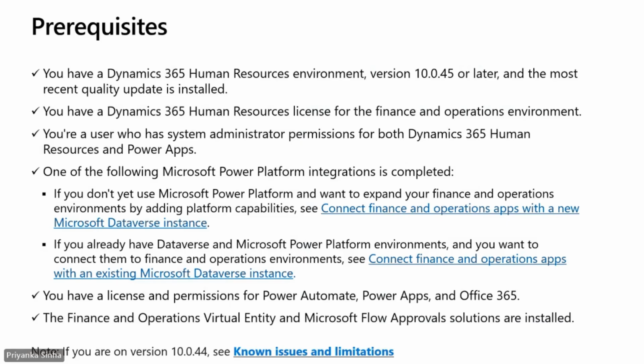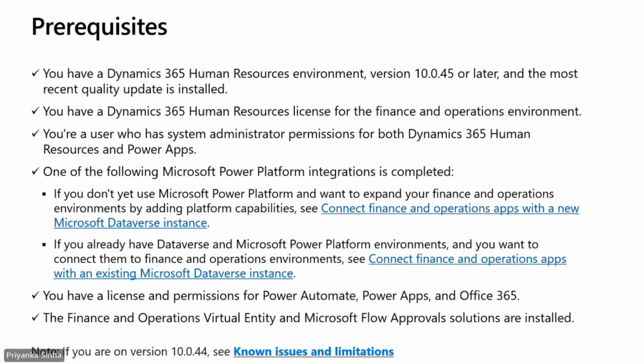So we are talking about the recruitment add-on, which is now in GA in 10.0.45. So once you enable that and once you want to configure and use that, there are certain prerequisites which we need to consider. For example, you should be on a version of 10.0.45 or later with the latest quality update. You should have the licenses for your Dynamics 365 human resources for the finance and operations environment. You should also have system admin permission for both human resources and the Power Apps because this involves certain configuration in that area as well.